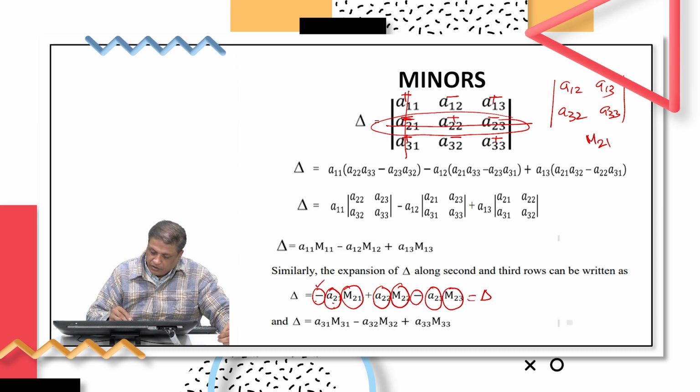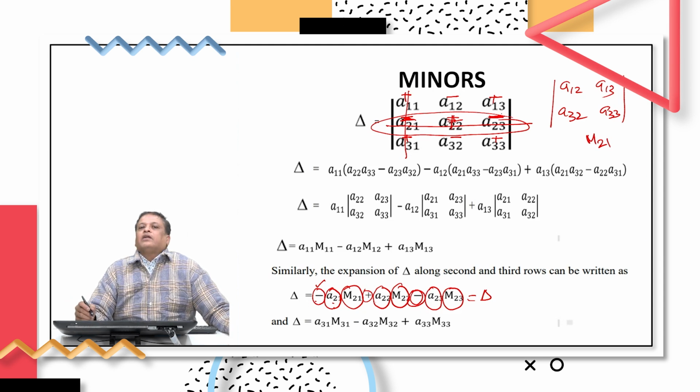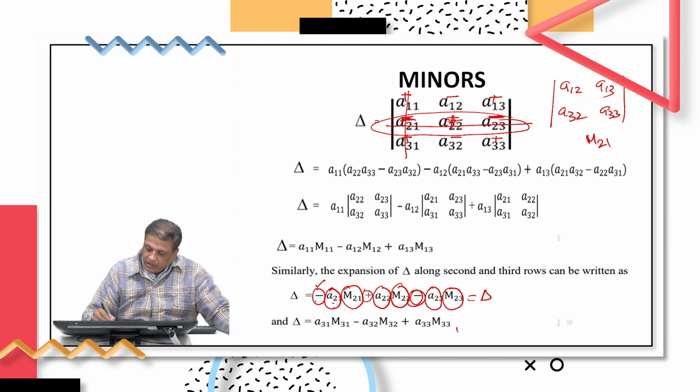The variation of sign is negative, positive, and negative. So I hope you learned that we can calculate the minors by expanding across several rows separately. Similarly, we can get the solution of the determinant if we expand across row number 3.